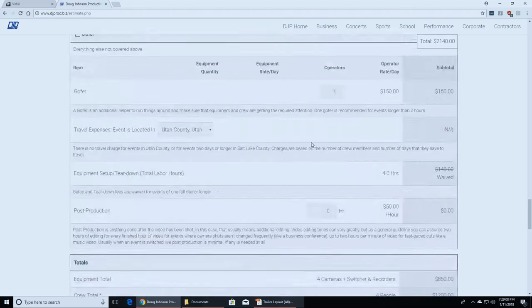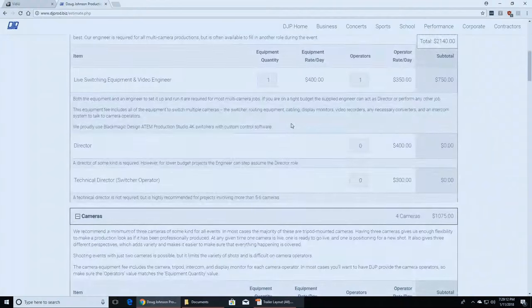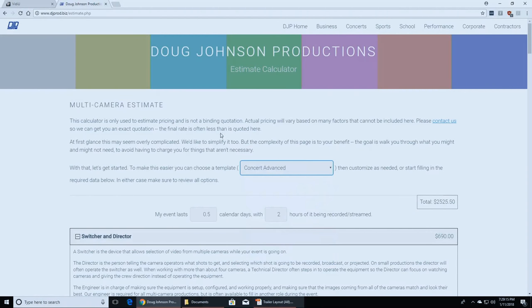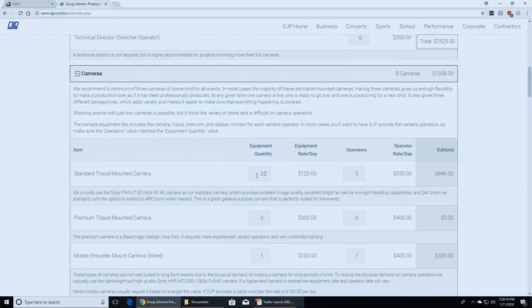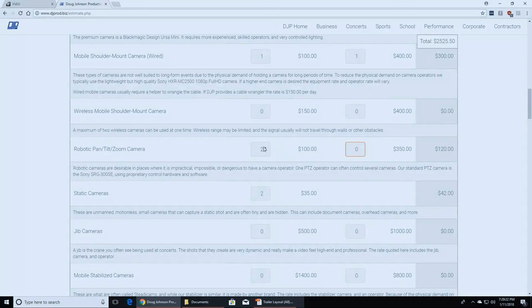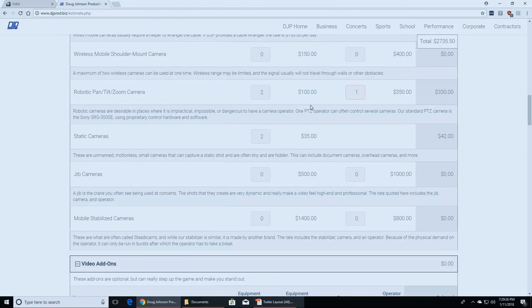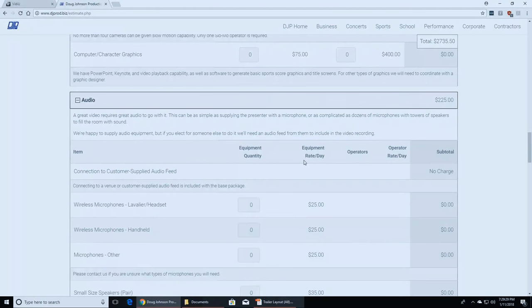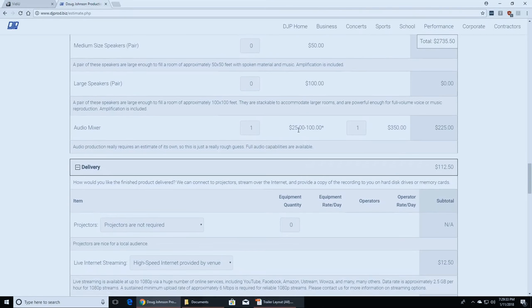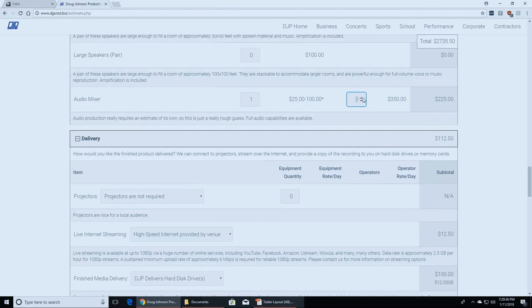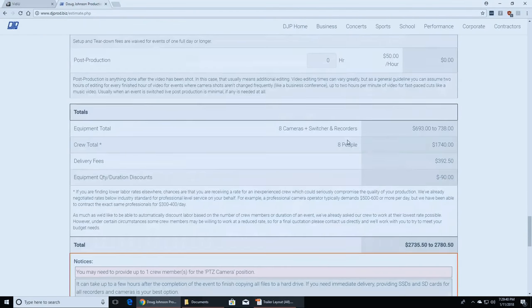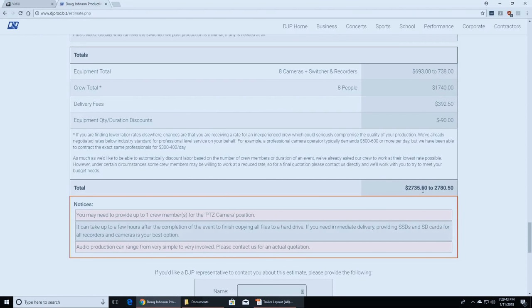But if you get into something more advanced, let's do an advanced concert, so 2 hours, three operators plus one roving camera plus two PTZs. We'll actually do one operator for that. Two additional static cameras. You guys can play with this on the website. You don't need me to walk you through this. A little bit of charge for some audio stuff, including one audio guy. Come down. Total fees range from $27.35 to $27.80. So for a typical gig, we're between $2,000 and $3,000 a day.